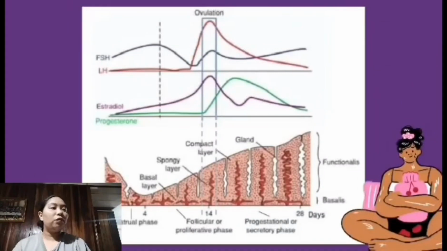So amoy ni siyang ovulation. Yan sa tunga bitaw sa taas. Then FSH, ang follicle stimulating hormones is kanang blue. Then the red one is luteinizing hormones. Then kanang violet is estradiol. Then the green is progesterone.